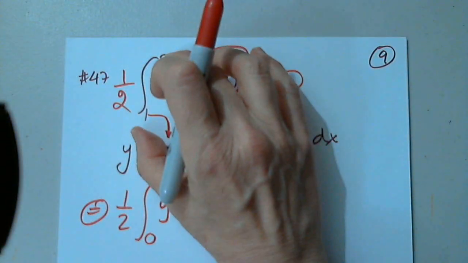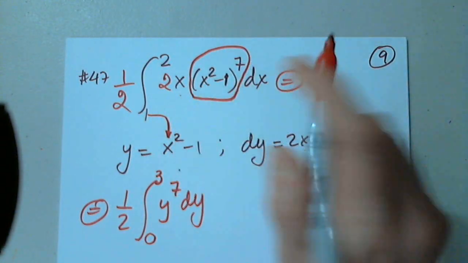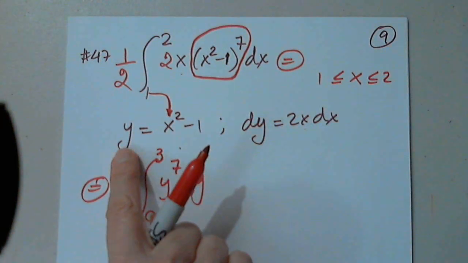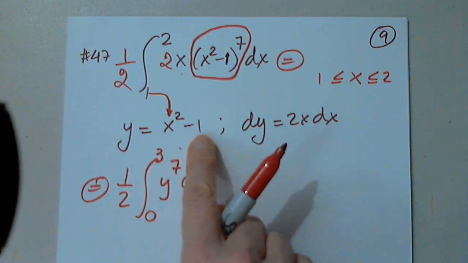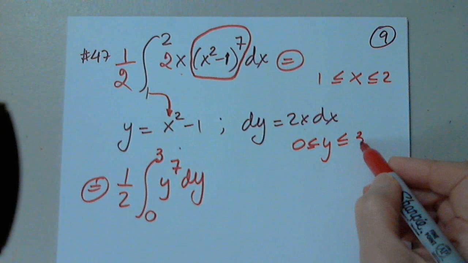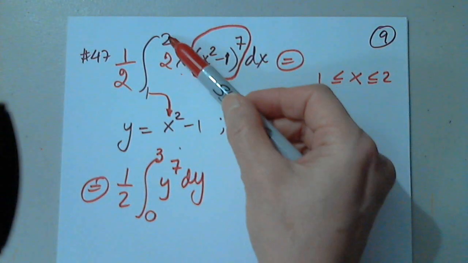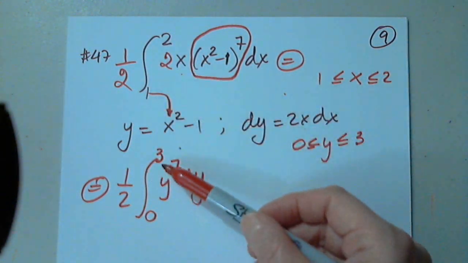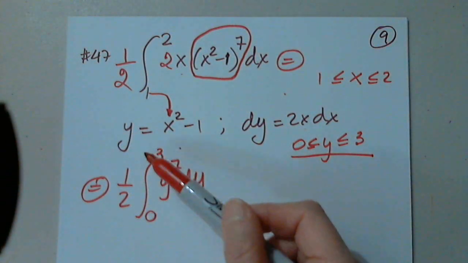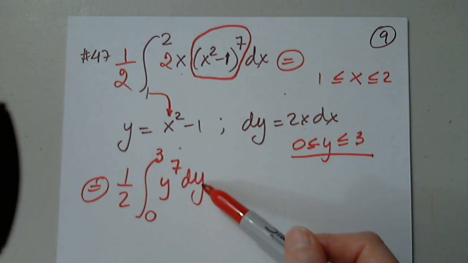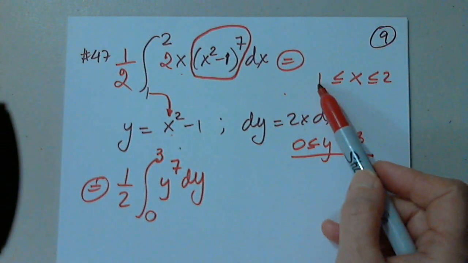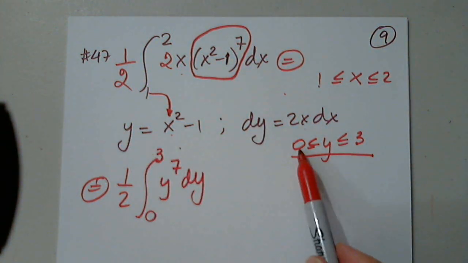So understand that these limits are for x. X is in between 1 and 2. But y, when x is 1, y is 0. When x is 2, y is 3. So for the definite integral, I cannot copy the limits of integration. I have to determine limits of integration for a new variable that I just created. I created this. It's based on x. When x goes from 1 to 2, y will go from 0 to 3.